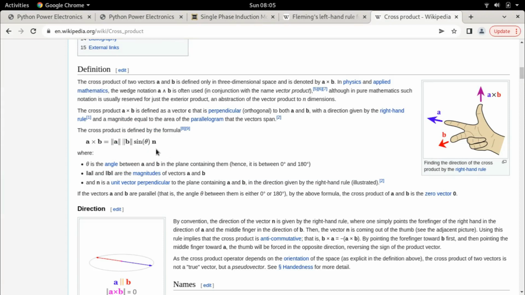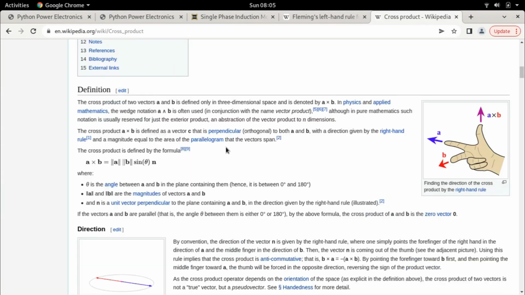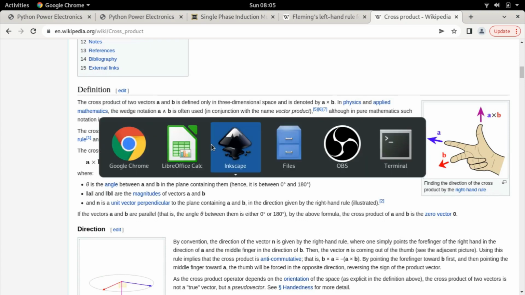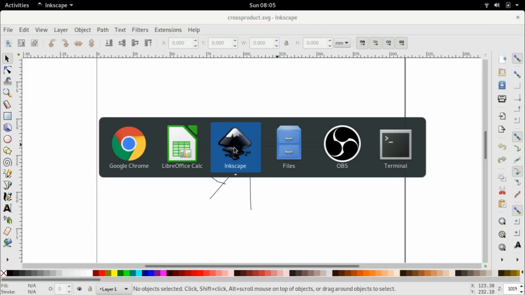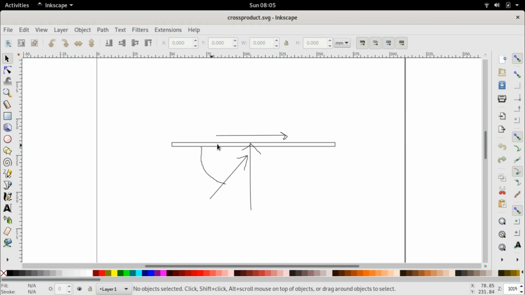Now, however, there is one problem, and that problem is that in the case of this current carrying conductor, the current is not really a vector. The current is a scalar quantity. It is the rate of change of charge flowing through the conductor. So therefore, one cannot use the current as a vector, right?